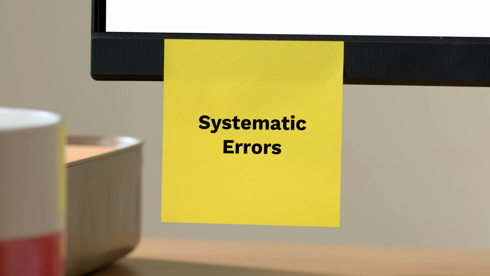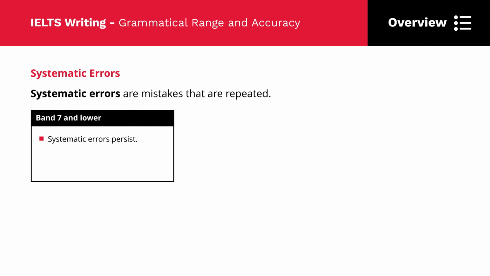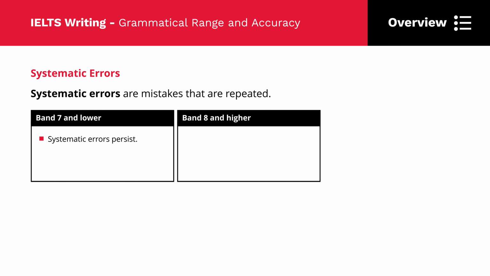Let's look at whether errors are systematic or non-systematic. Systematic errors are mistakes that are repeated. They show that there's a problem using a particular aspect of grammar. For example, where articles like a, an, or the are usually used incorrectly. Non-systematic errors are when you only occasionally get a particular area of grammar wrong. For example, you generally use articles correctly, but occasionally you don't. This difference is not important for Band 7, but it is important for Band 8.